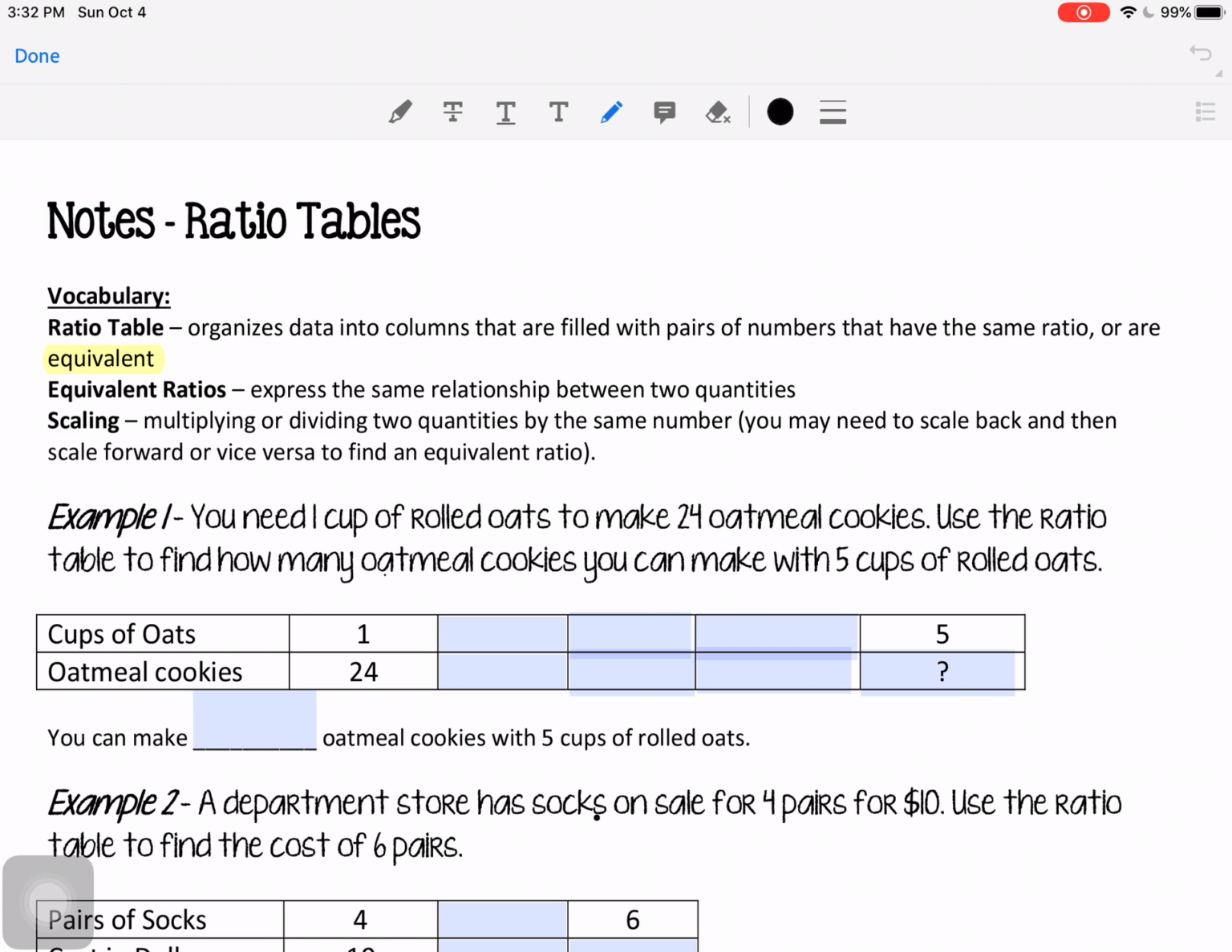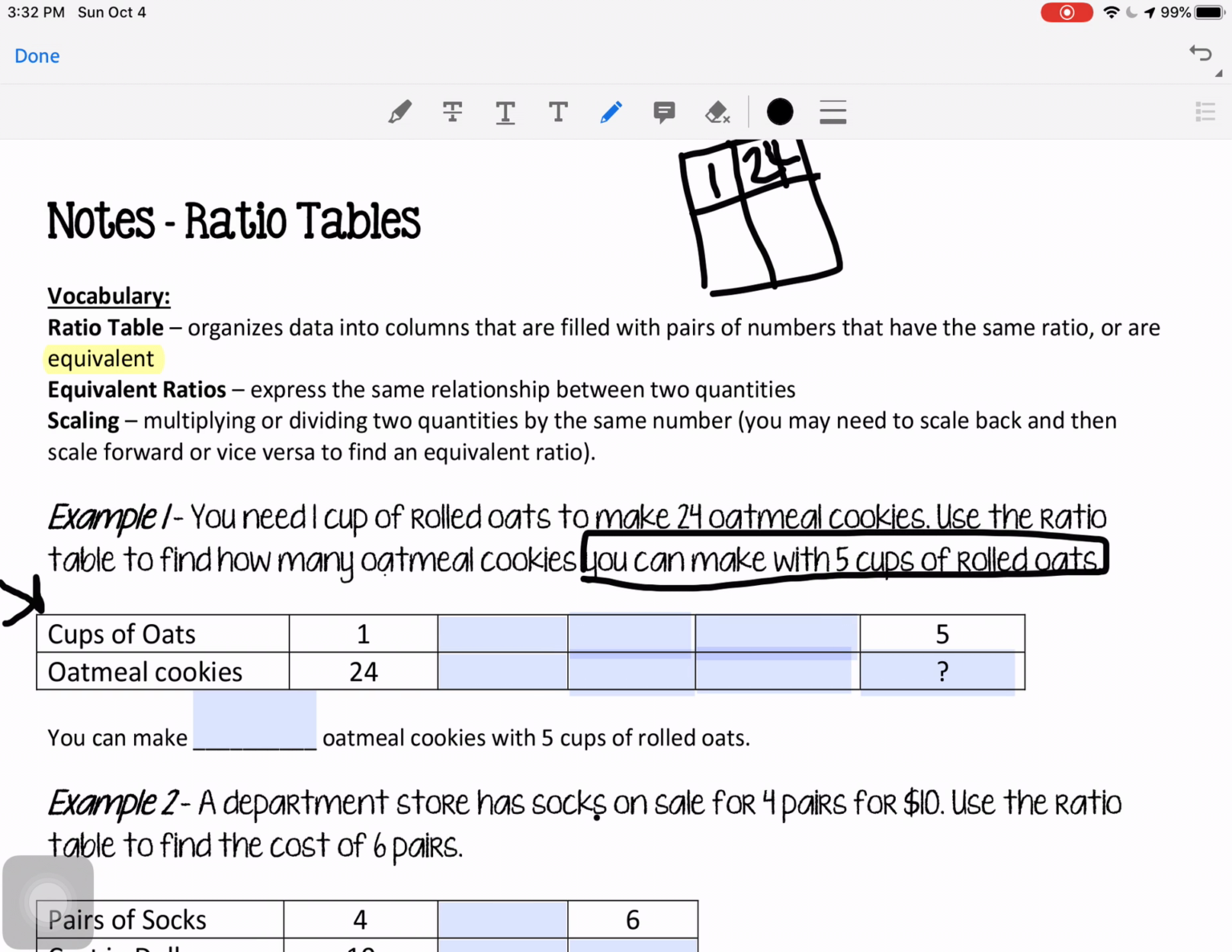So this ratio table is a horizontal table, but you will also see ratio tables written as vertical tables. So you may see it look like this. Okay? So vertical or horizontal, whichever is fine. Example number one says you need 1 cup of rolled oats to make 24 oatmeal cookies. And when you use the table to find how many oatmeal cookies you can make with 5 cups of rolled oats. All right, so we have a 1 to 24 ratio.